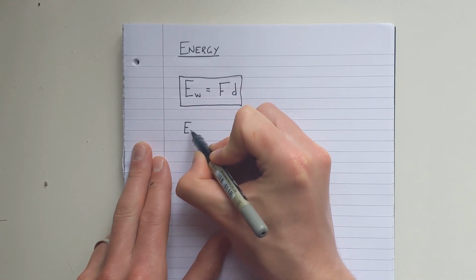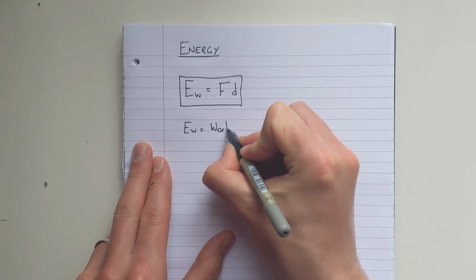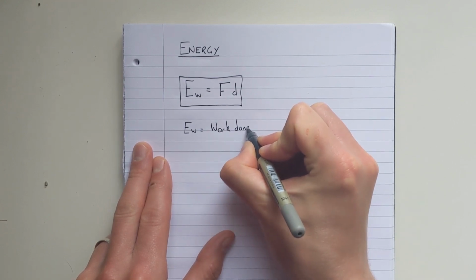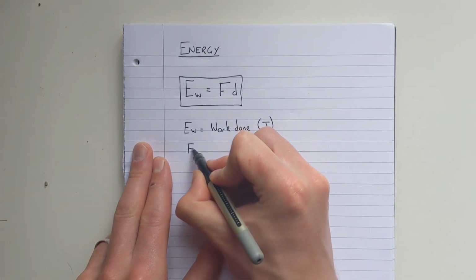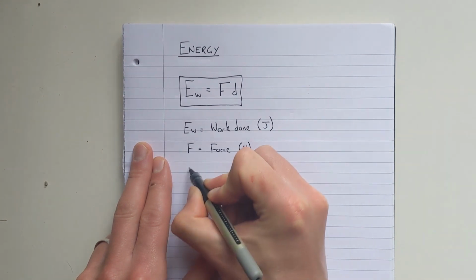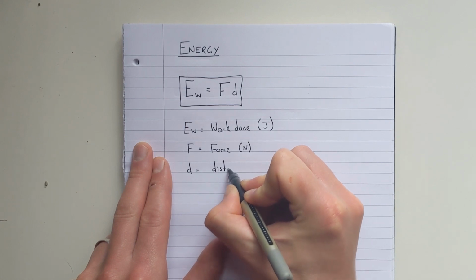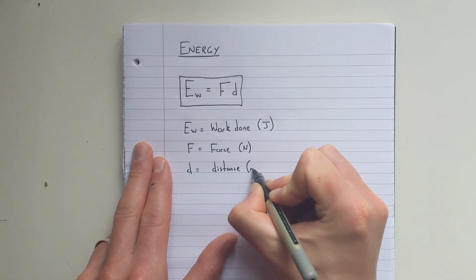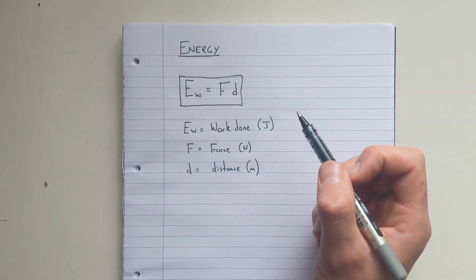So let's just make sure we get all that. So work done, and that's in joules in the capital J. Force is newtons, and D is distance, and that's in meters. Right, I'm going to go over to a quick video where I'm with Nova again, and we're going to explain work done and hopefully give you a little bit more of an understanding.